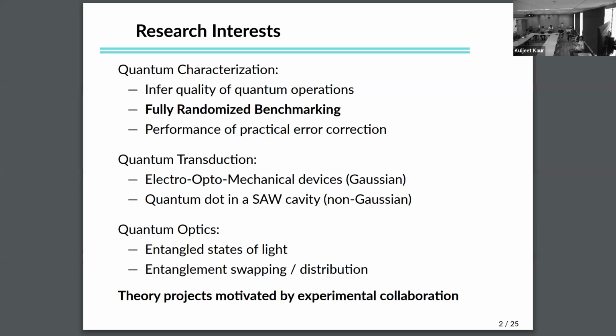Right, so those are three pretty specific things. In general, in our group, we do a lot of theory work that's motivated by experimental collaborations. What that means is that experiments will have specific things they're thinking about or specific goals, and then we talk to them and decide what sort of theory projects to work on. These can be pure theory projects, or they can involve actual experimental data, which is indeed the case for this project. That's a bit of background about what we do. Today I'm just going to be talking about fully randomized benchmarking as the particular topic of interest.